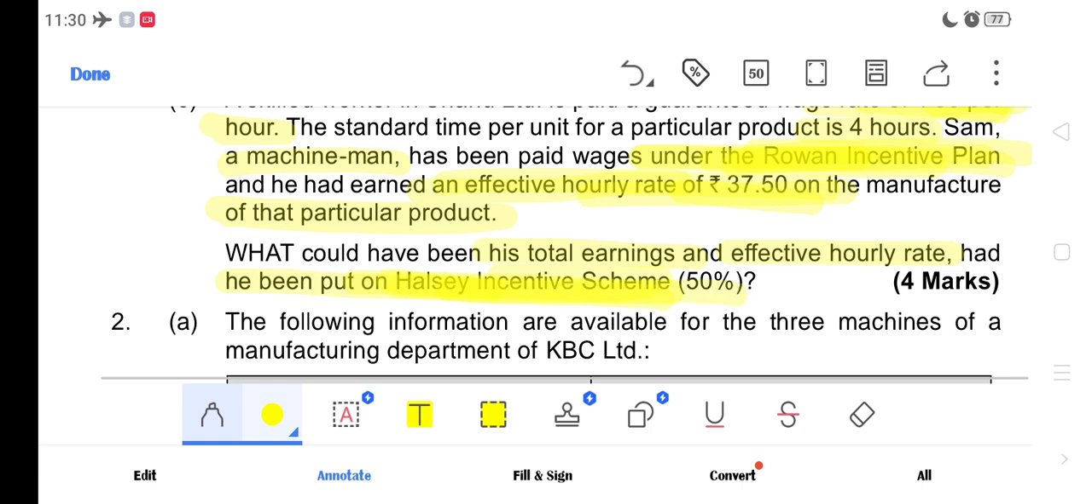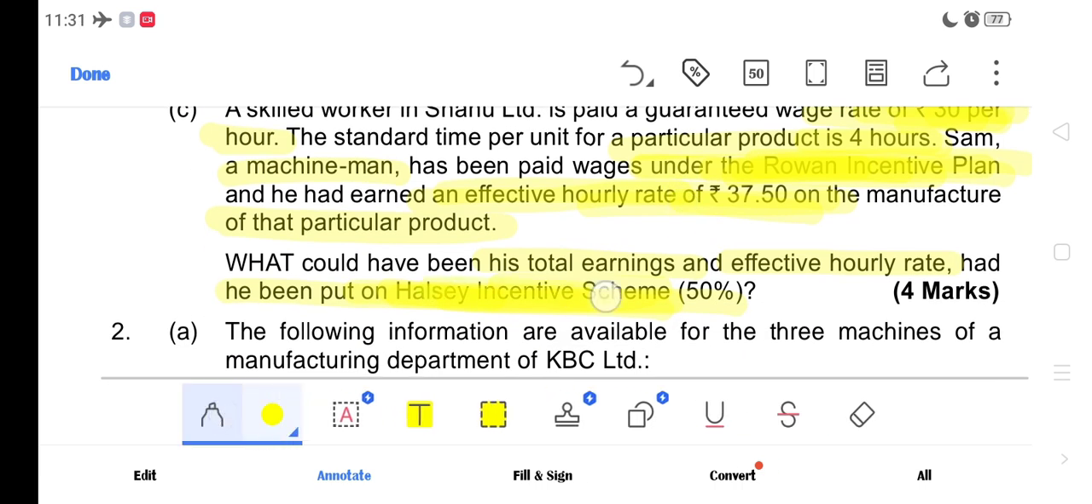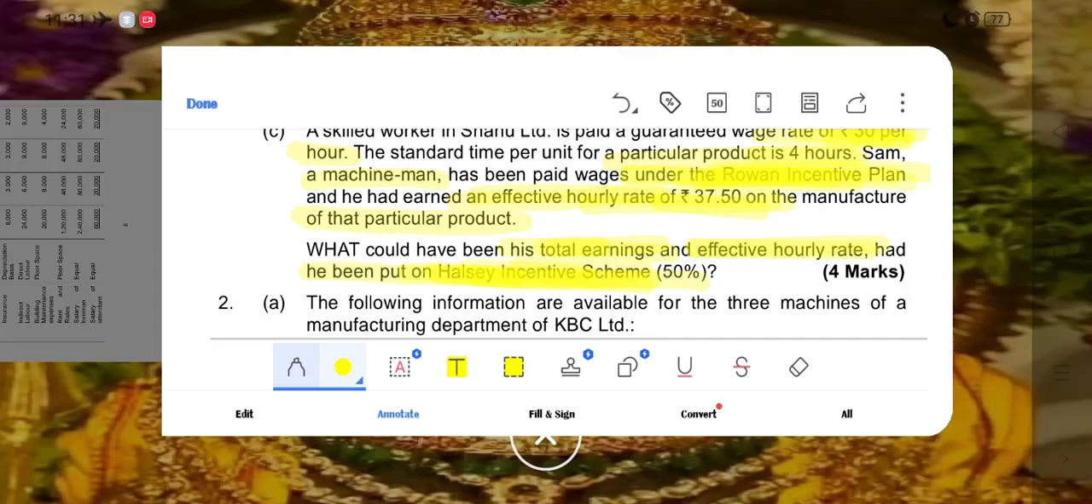So for that purpose, what we need to have, they have given after time allowed and wage rate, how much time he has taken, that is only important. So how much time he has taken, first we need to calculate under this Rowan method itself. When we find out the time taken, then we can proceed to Halsey incentive method and put everything together so that we can find the total earnings and effective hourly rate, right? So you understood what to do. Now let's go to the answer.